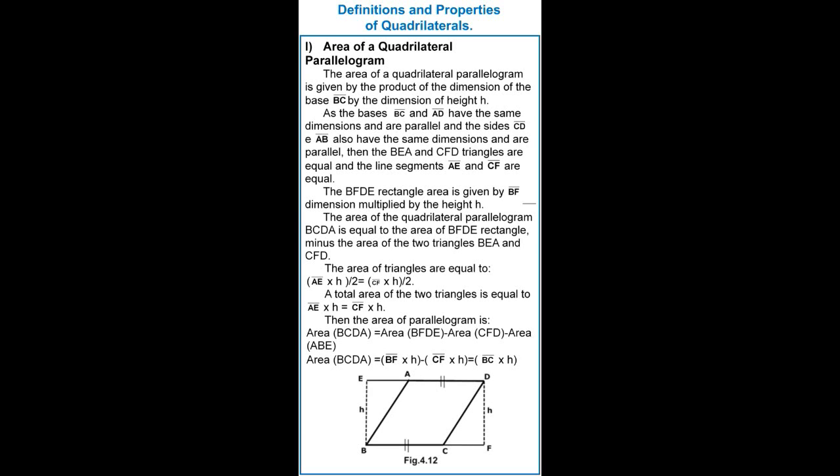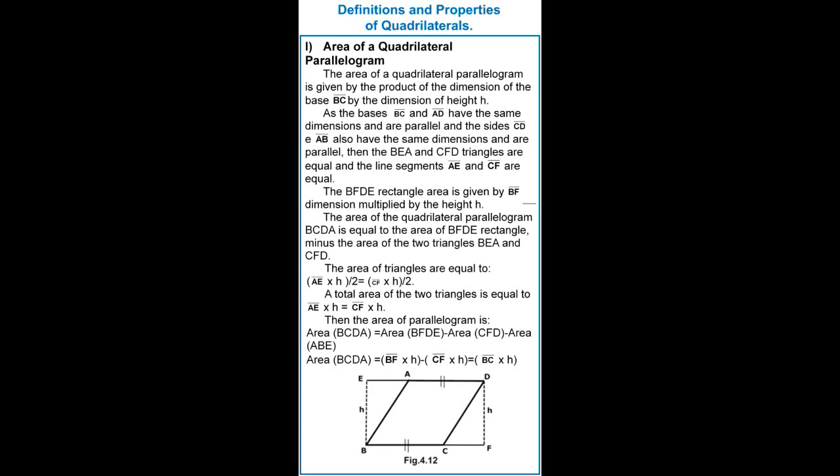Therefore, the total area of the two triangles is equal to the dimension of the straight line segment AE multiplied by the height h. Thus, the area of the parallelogram is the area of the rectangle minus the area of the two triangles. Thus, the area of the parallelogram is given by the product of the dimension of the straight line segment BF multiplied by the height h, minus the product of the dimension of the straight line segment CF multiplied by the height h.